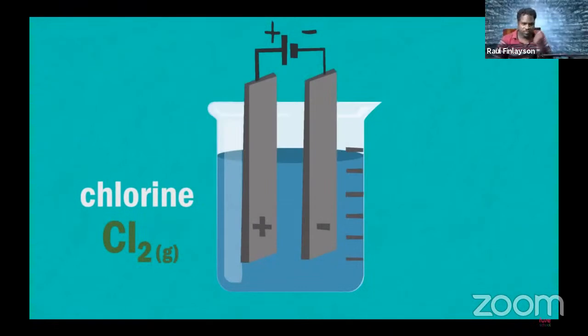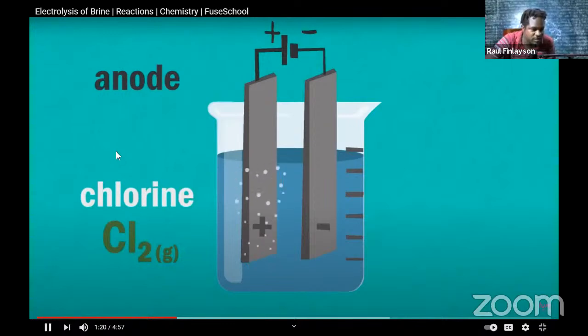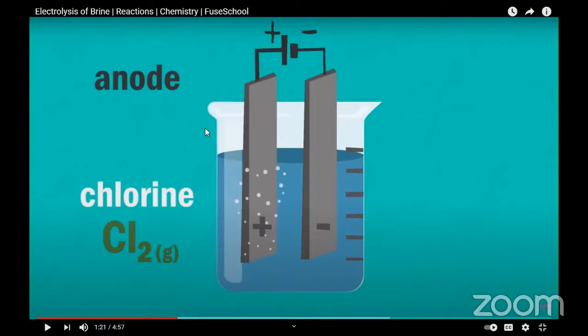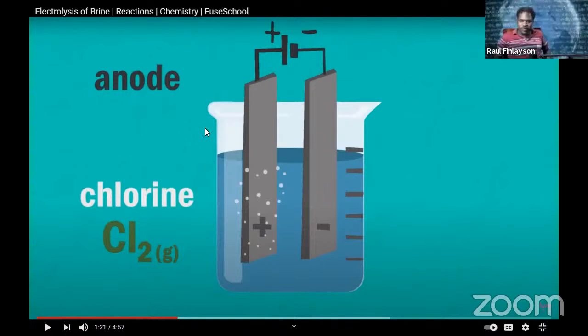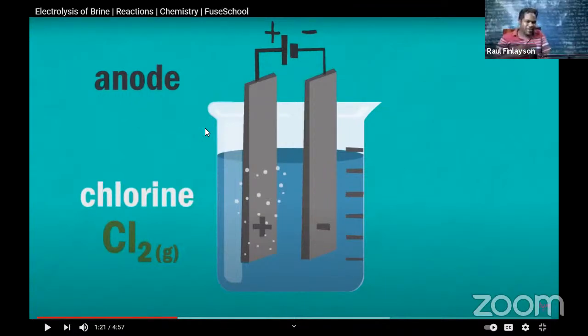The chlorine is formed at the anode, which is actually the positive electrode. The way you have to understand this now is that opposites attract. So let's clear that up.